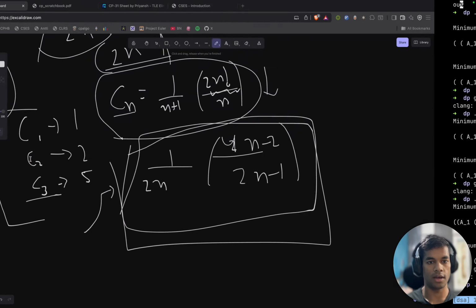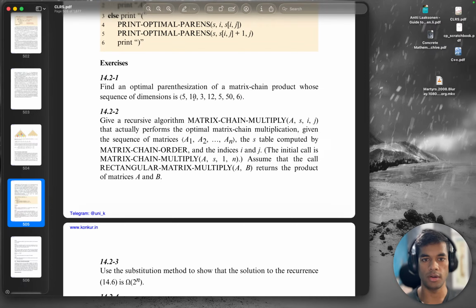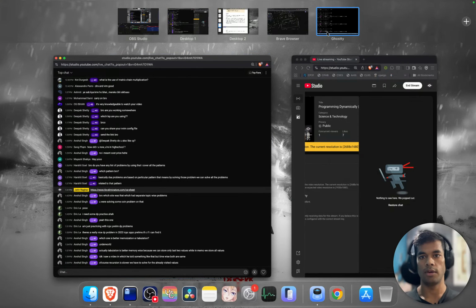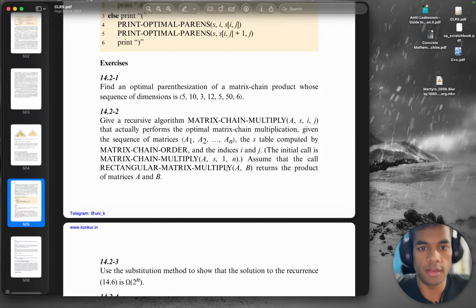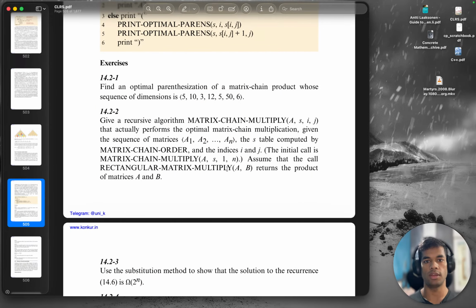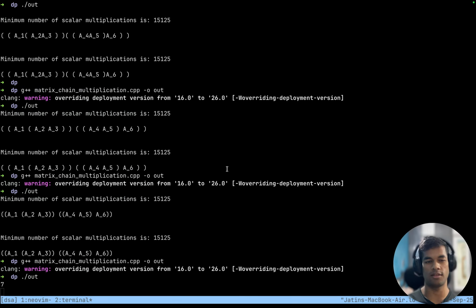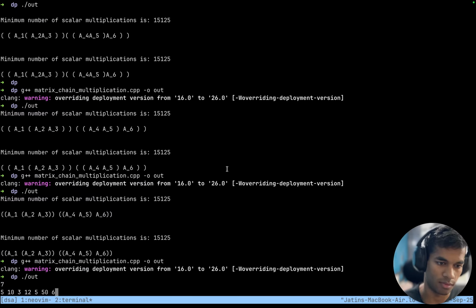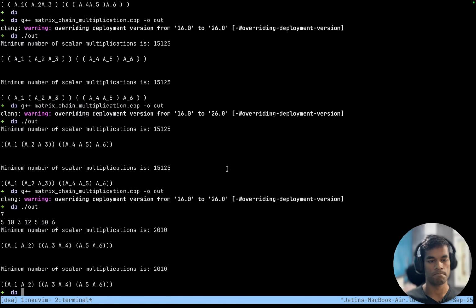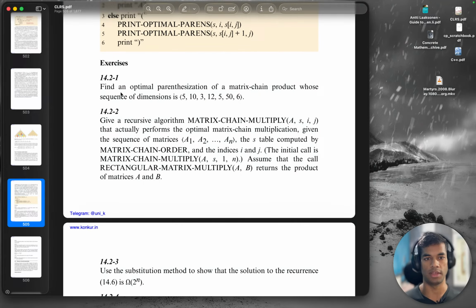Run it, and in this we have 1, 2, 3, 4, 5, 6, 7 things here. Can we put them side by side? 7 things, and the numbers are 5, 10, 3, 12, 5, 50, and 6. Is that correct? Yes. And the optimal answer seems to be 2. Wait, is that a reference to something else? I don't know.